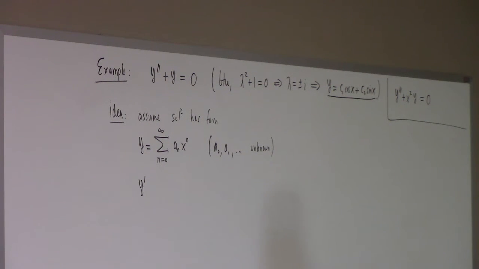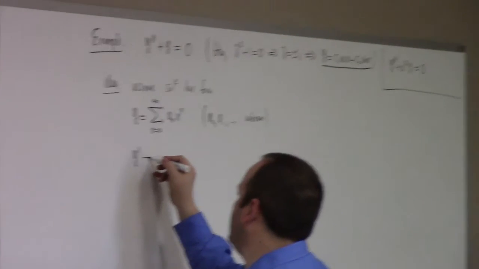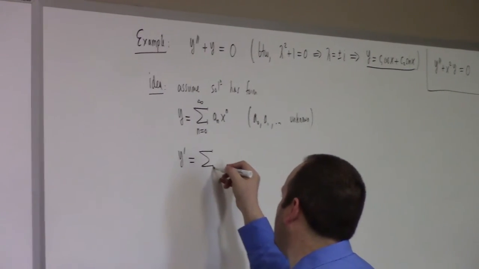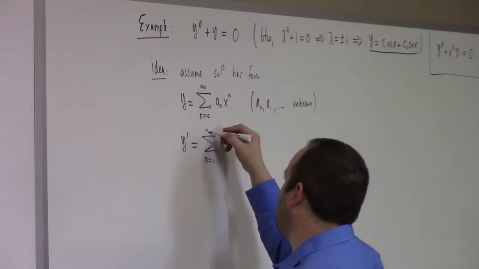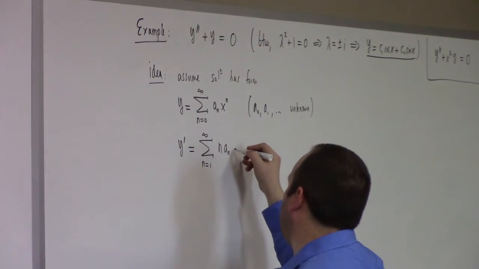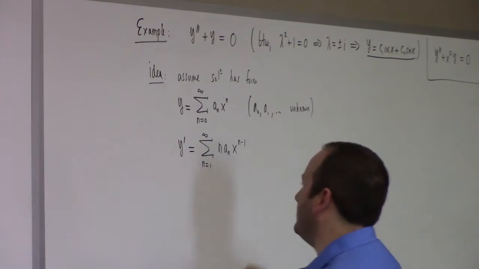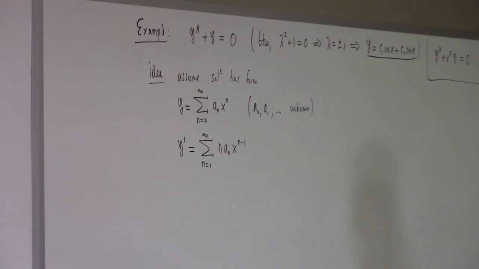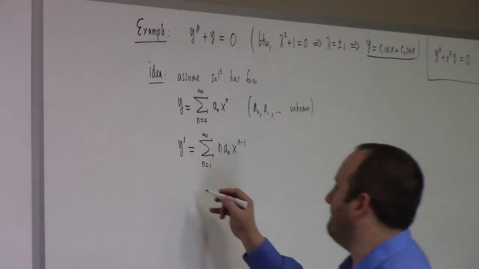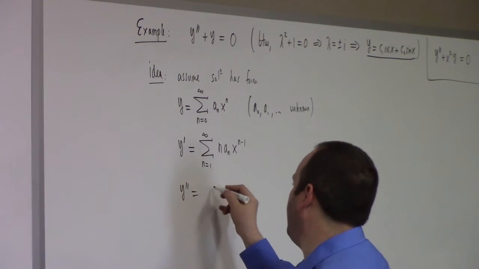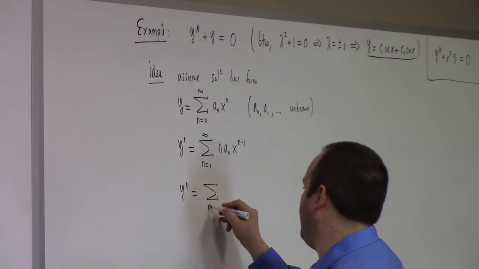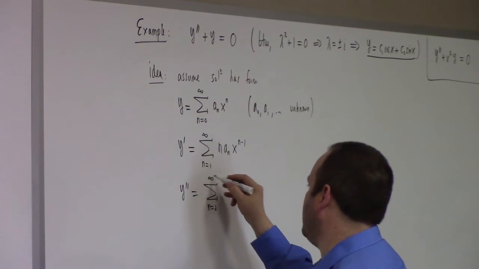So what's the derivative? Well, the term-by-term differentiation theorem tells us that this is the sum from n equals 1 to infinity of n a sub n x to the n minus 1, right? And what's y''? The sum from n equals 2 to infinity, right?